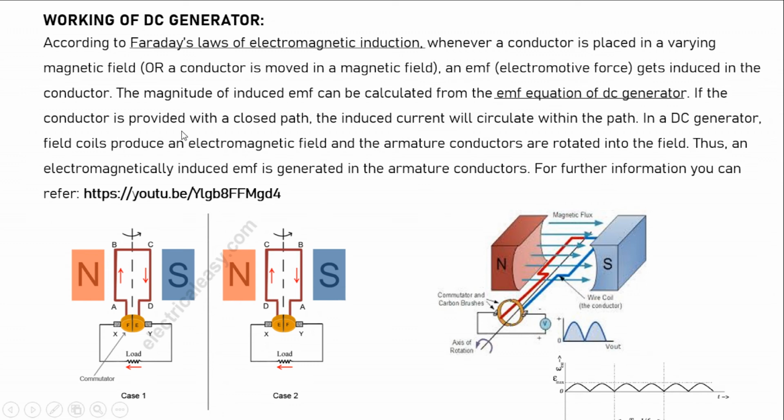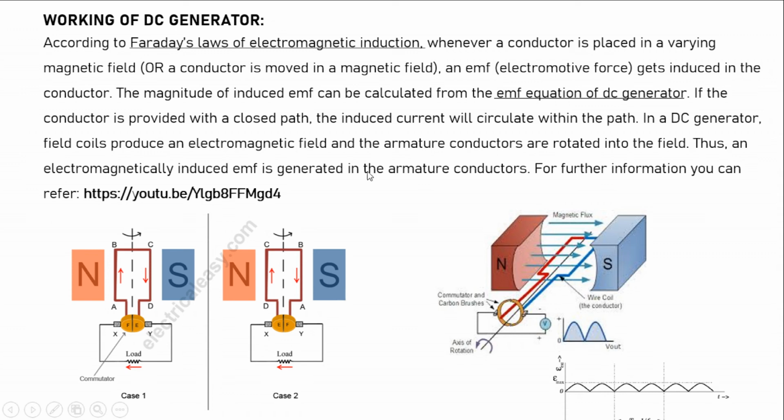If the conductor is provided with a closed path, so this is a conductor and it is connected with the commutator as well as the brush segment, and it is connected to the closed path. When the conductor is connected to the closed path, the induced current will circulate within the path. So as I mentioned earlier, there is a conductor, a commutator, and brushes, and through these brushes the current is allowed to flow through the external circuit or external load. So current starts flowing when you provide a closed path.